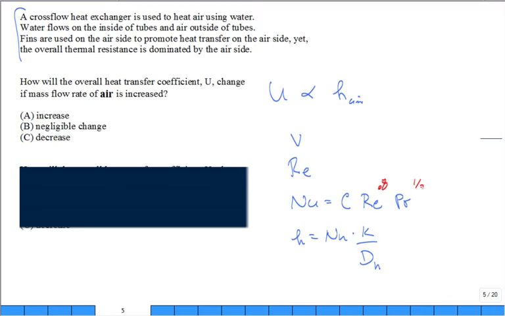A third. Just throw a third. Between 0.3 and 0.4, a third. A lot of correlations have a third. You're right, the Dittus-Boelter exponent is 0.3 or 0.4, depending on heating or cooling. All right, so how about this Reynolds number?